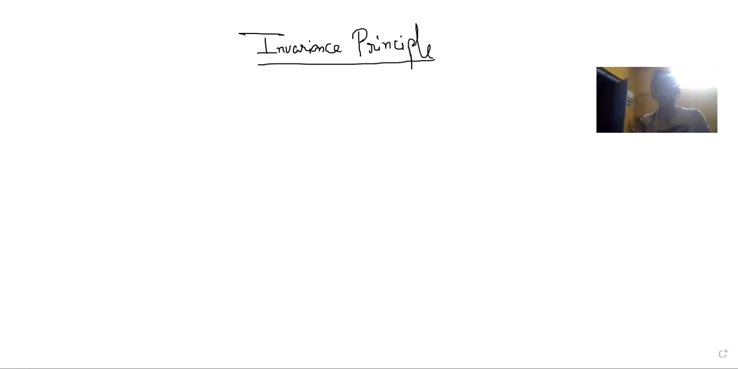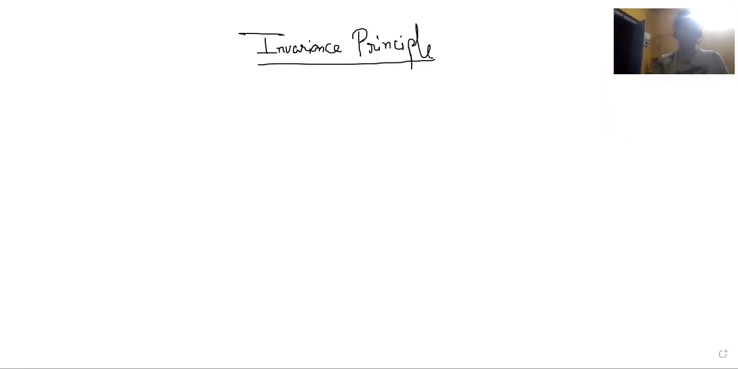As you can see, the handwriting is extremely bad because it's a very old laptop, so I cannot write well. Invariance principle, but I'll try. I also have to focus on thinking about the problem.